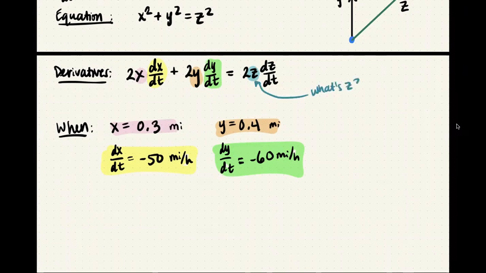What's z? Well, I'm going to argue that we can figure out what z is because we know what x and y are. And we have this equation that relates x, y, and z. This equation is always true, so we can use it. Well, we know x squared plus y squared equals z squared. And we're given that x is 0.3 and y is 0.4. So we just need to figure out what z is in this expression. So I'm going to plug in 0.3 for x, 0.4 for y, and solve for z here.